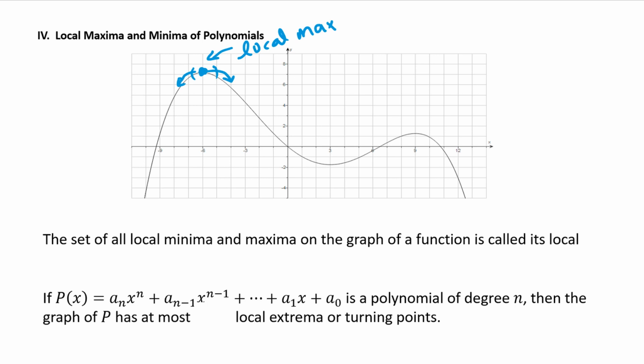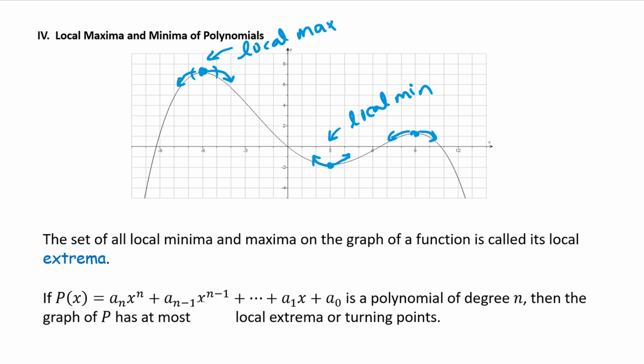Now we continue to decrease, and let's observe that at x equals 3, we have a low point on the graph. In order to budge from this point, the only way you can go is up in either direction, and that is how we describe a local min. Okay? We have another local max at, it looks like x equals 9. And again, in order to move from this local max, the only way that you can go is down. The set of all local minima and maxima on the graph of a function is called its local extrema.